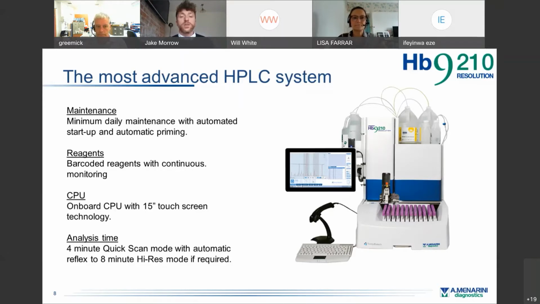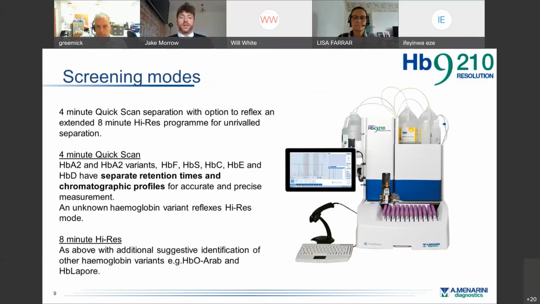Analysis time. So there are two modes that the HB9210 can run in. It has a 4-minute quick scan mode and an 8-minute high resolution mode with that longer runtime for better separation. So the 4-minute quick scan separation, you can have an option to reflex the extended run program. So you can screen initially with the 4-minute quick scan, and then anything that the system picks up as a no will reflex an 8-minute mode.